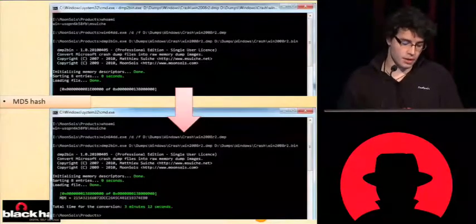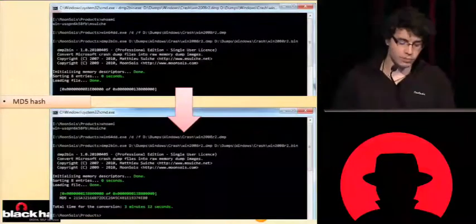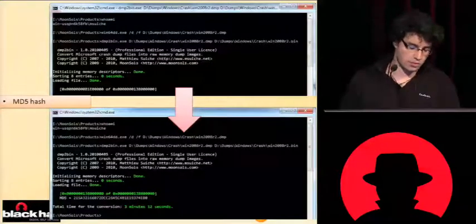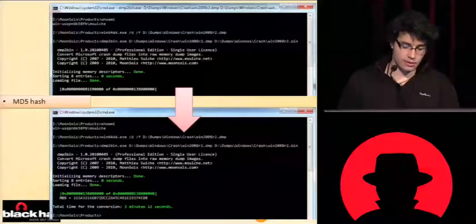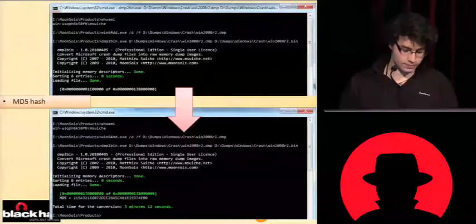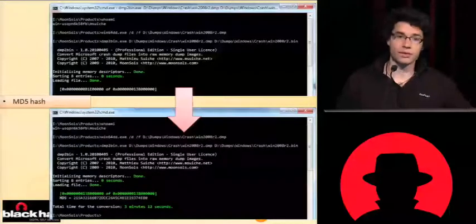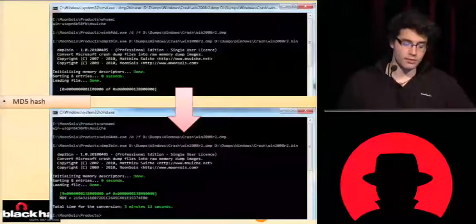So here is what we see when we are using the dump to bin utility. As you can see, it's really a basic output because it's only reconstructing the physical address space from the memory dump.